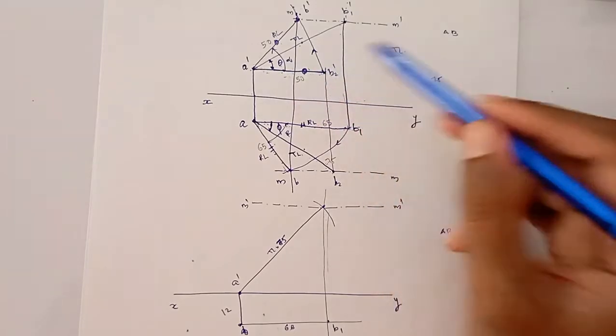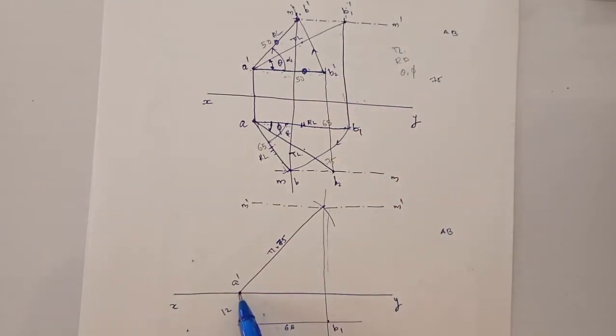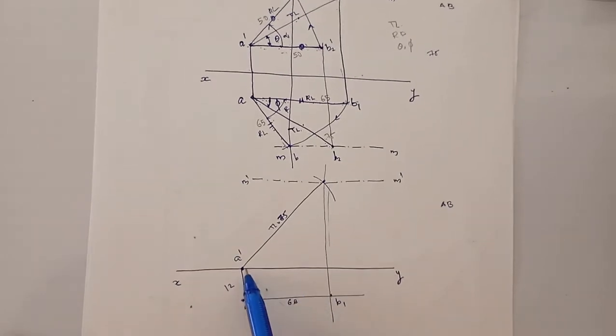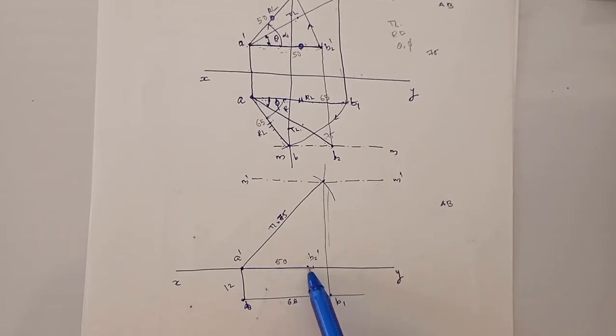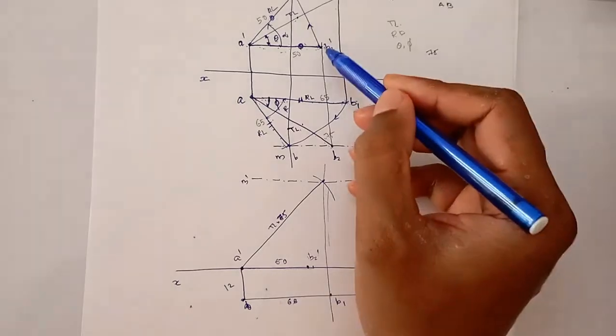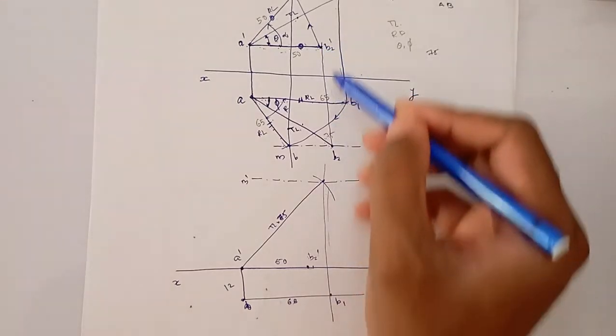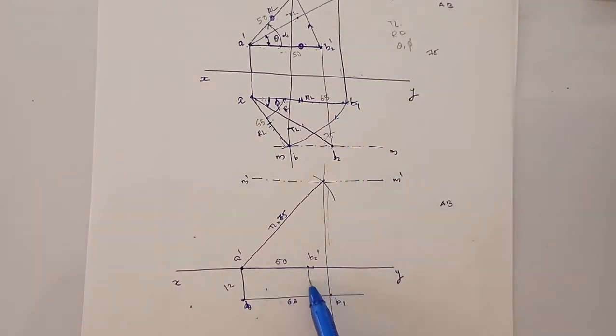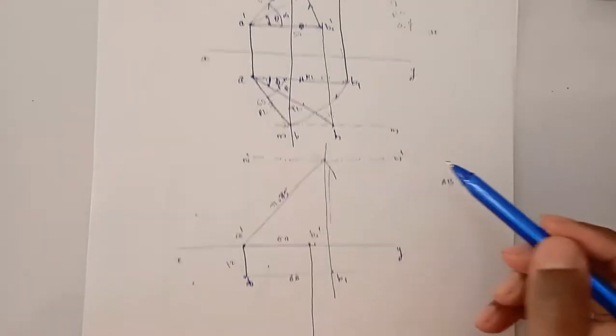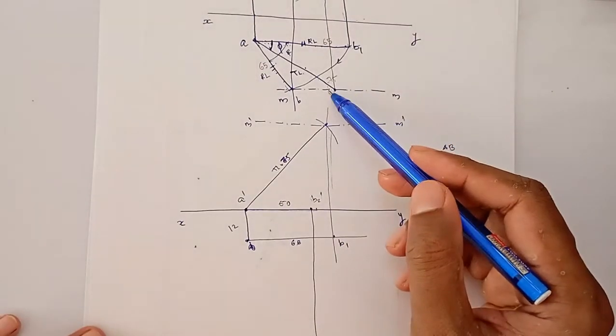We already know the length, so this is our A dash. It's on the XY line itself. So measure 50. Suppose this is 50. This is our point B2 dash. Then we have to draw this projection. The next step is to draw the perpendicular. This is our projection.